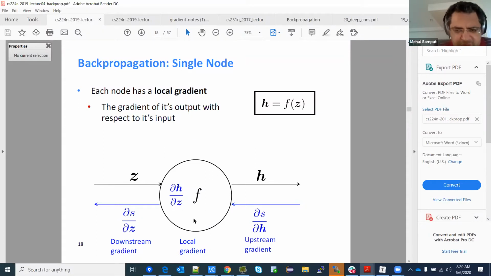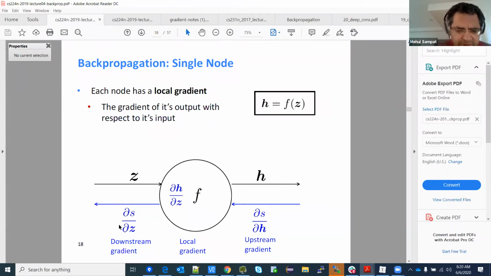Now since we know F, we know H, and we know the relation between H and Z. H is F of Z, so you can easily compute del H by del Z. So how does H change when Z changes? You can also easily compute del S by del H, because you have the S.